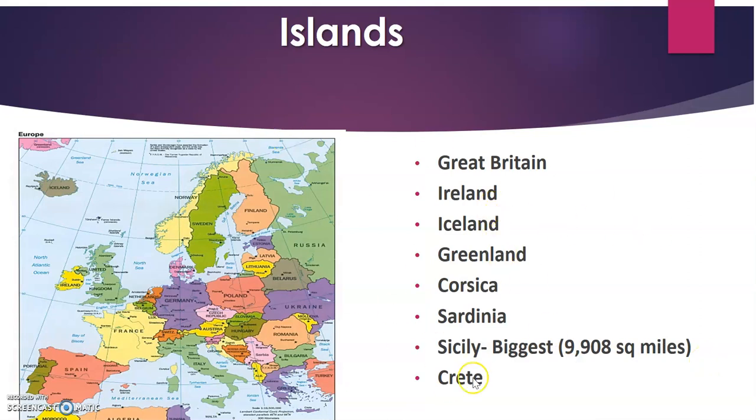Here are the islands throughout Europe. Here's the list. The biggest one I want to talk about is Sicily, which is right here. Okay, it's close to 10,000 square miles. So it's very big.